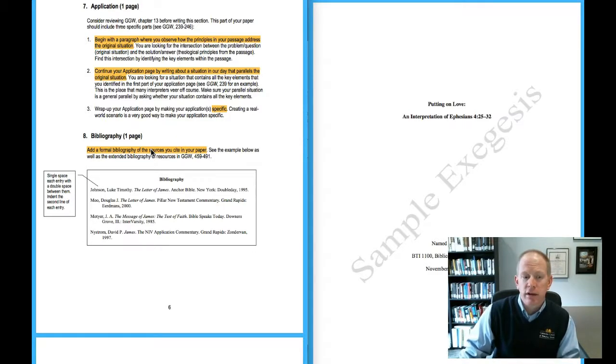You need to include a Bible dictionary. You need to include a course, a New Testament introduction or survey book. You need to include certain types of commentaries, a certain amount of word study, all that kind of content you need to work through and include in your bibliography.